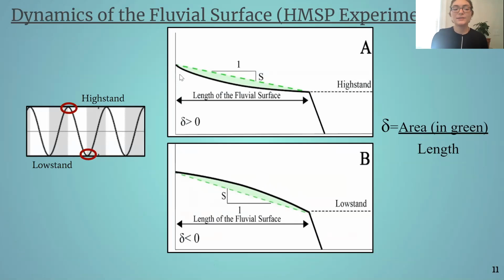In the high stand, you can see that the slope, which is this green line, is pretty mild, while in the low stand, it's pretty steep. You can also see that the curvatures are different. We have a convex shape here and a concave shape here.